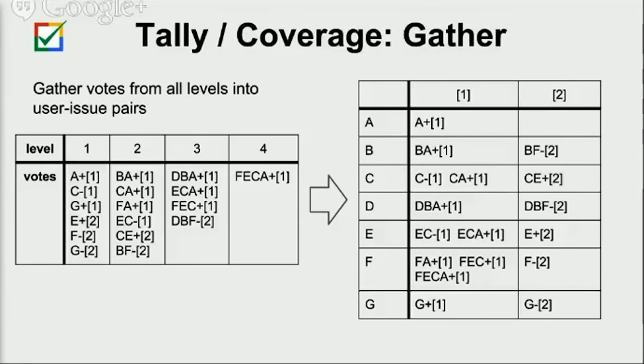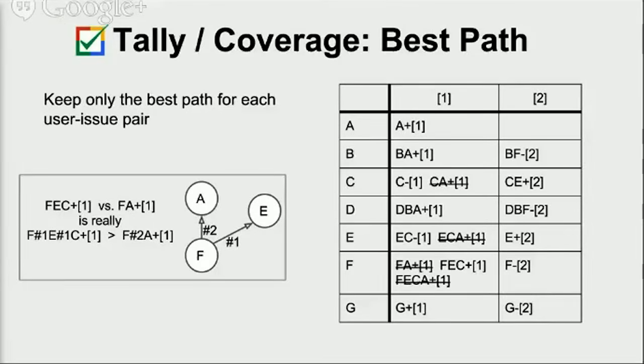The next stage is you make a bunch of user issue pairs. You gather up, it's kind of like making a matrix, so that for each pair you have all the paths that go between that user and that issue. This is kind of like a reduce step in a map reduce. Then after that, for each set of pairs, you grab the best pair. This is where we're getting rid of duplicate votes. I may have 2 paths to the vote through 2 different ways, but I only get 1 vote.